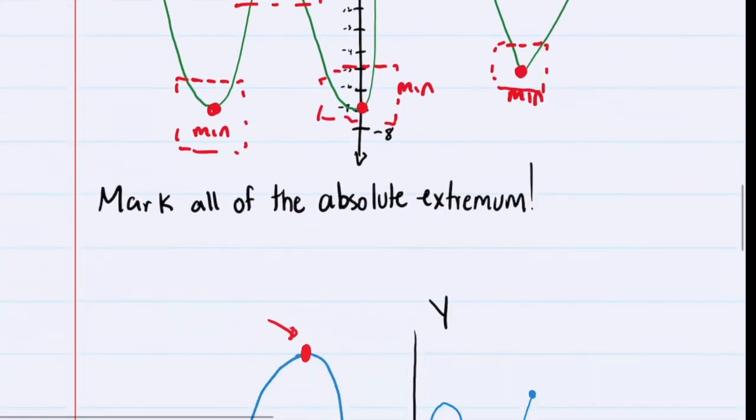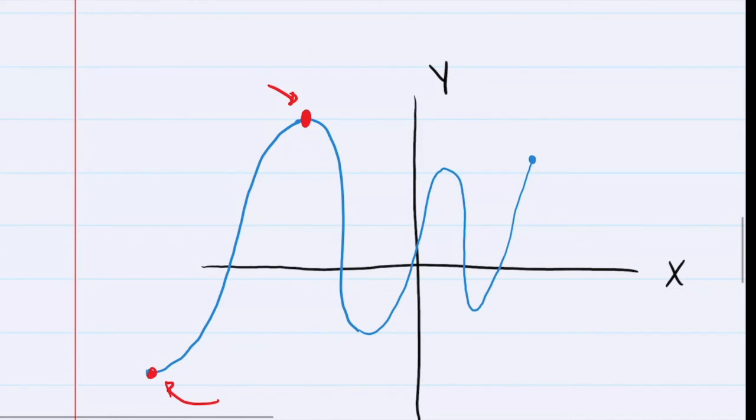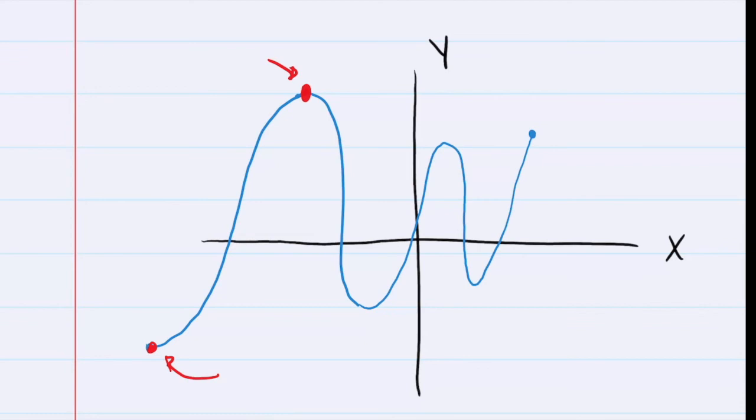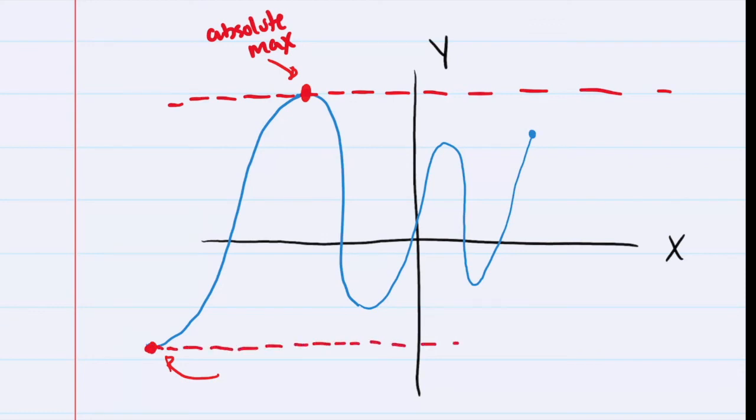If we were to go a little lower, now look at this one. Another word we like to throw at you is called the absolute extreme. When I say absolute, it basically means what's the biggest of the biggest maximum, what's the lowest of the lowest minimum. In this case, because this is the highest point in the entire graph, that's going to be my absolute max. And because this is the lowest point in the whole graph, I'm going to call that the absolute min.